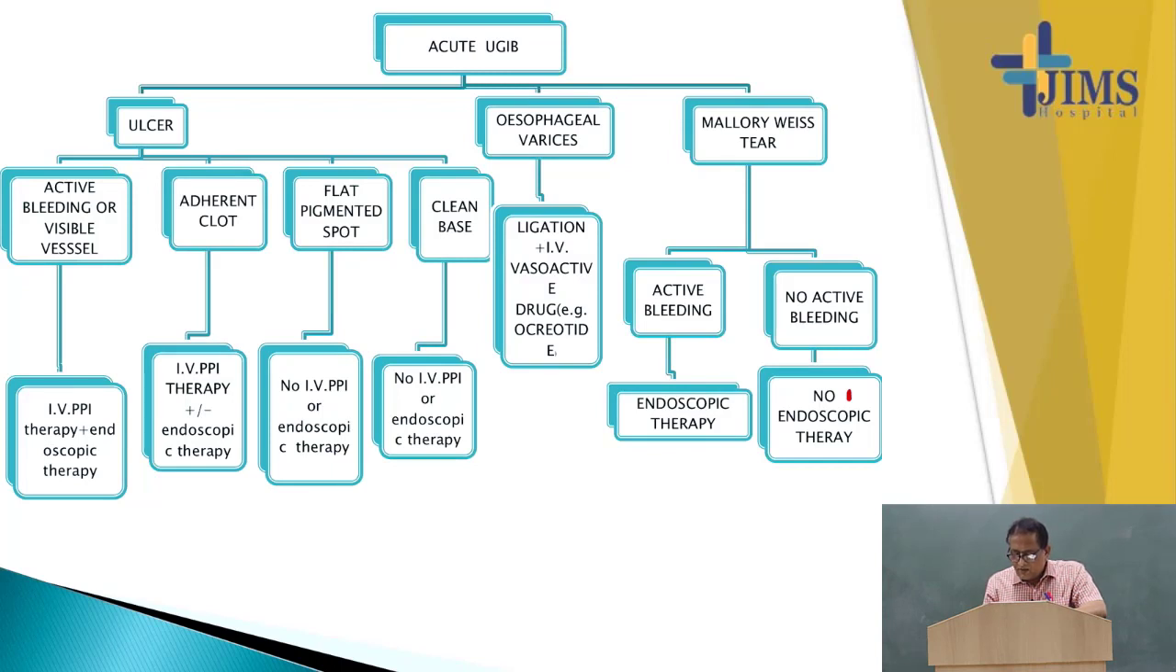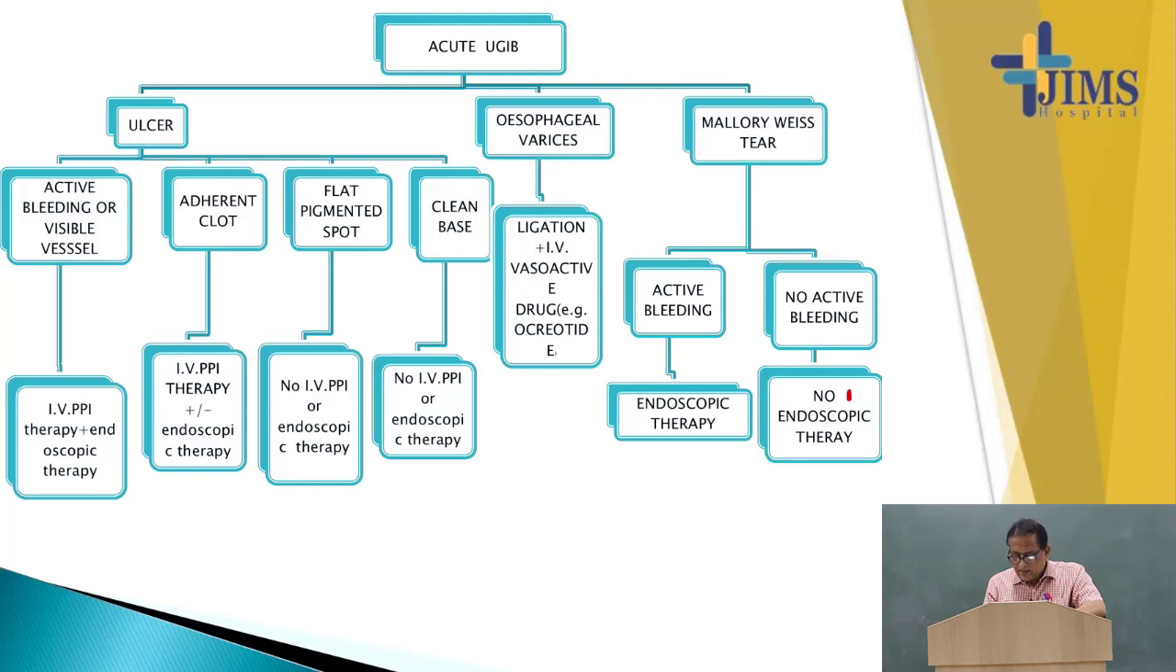Then if it is esophageal varices, then endoscopic ligation, IV vasoactive drugs, octreotide or terlipressin as I mentioned. And if it is an ulcer, then active ulcer, visible vessel, IV PPI therapy plus endoscopic therapy, both are necessary. Then if there is adherent clot, also IV PPI therapy plus endoscopic therapy. There may be some ulcers which may bleed later on, so that should be kept in mind, that should be treated also. So through endoscopy, there are some sorts of treatments also.